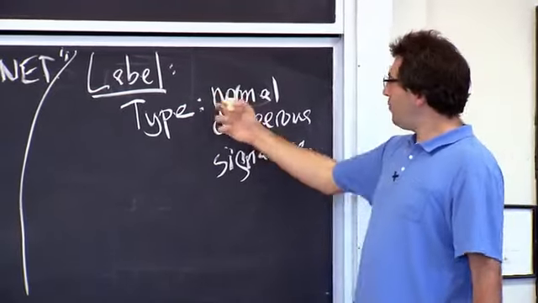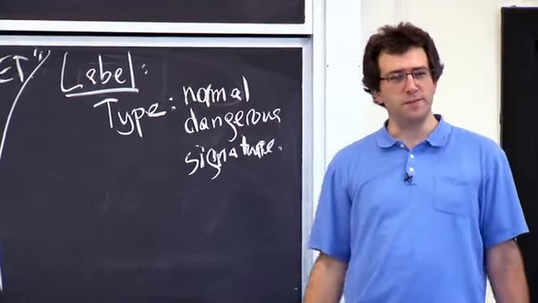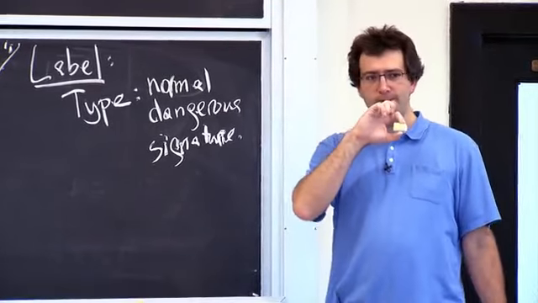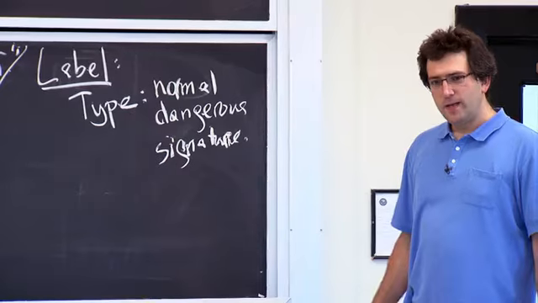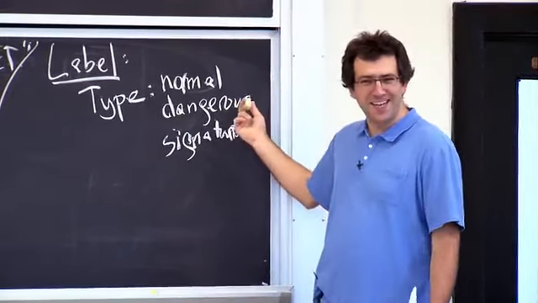So what's the point of a type of a label? Why do labels have types in Android? Yeah? To warn the users when they accept them that it's dangerous. Yeah, I guess so. So why not make everything dangerous, at that level? Why?